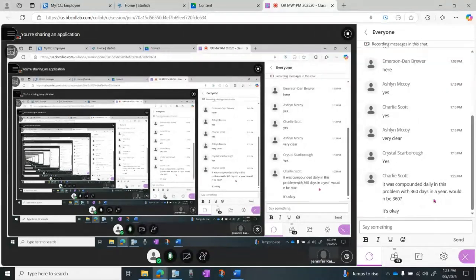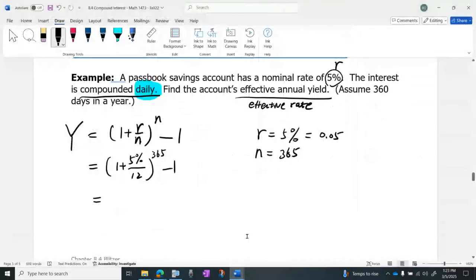The problem says 360 days in a year. Would that n be 360? Let's read the question. Oh yeah, exactly. It says so. 360.